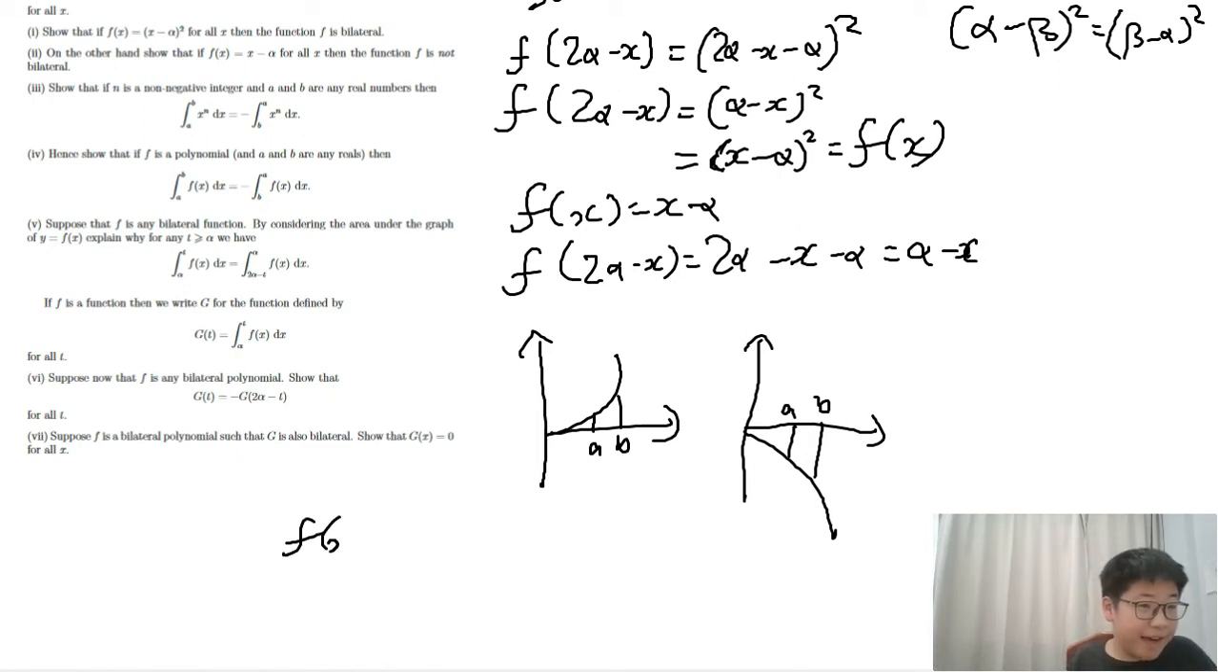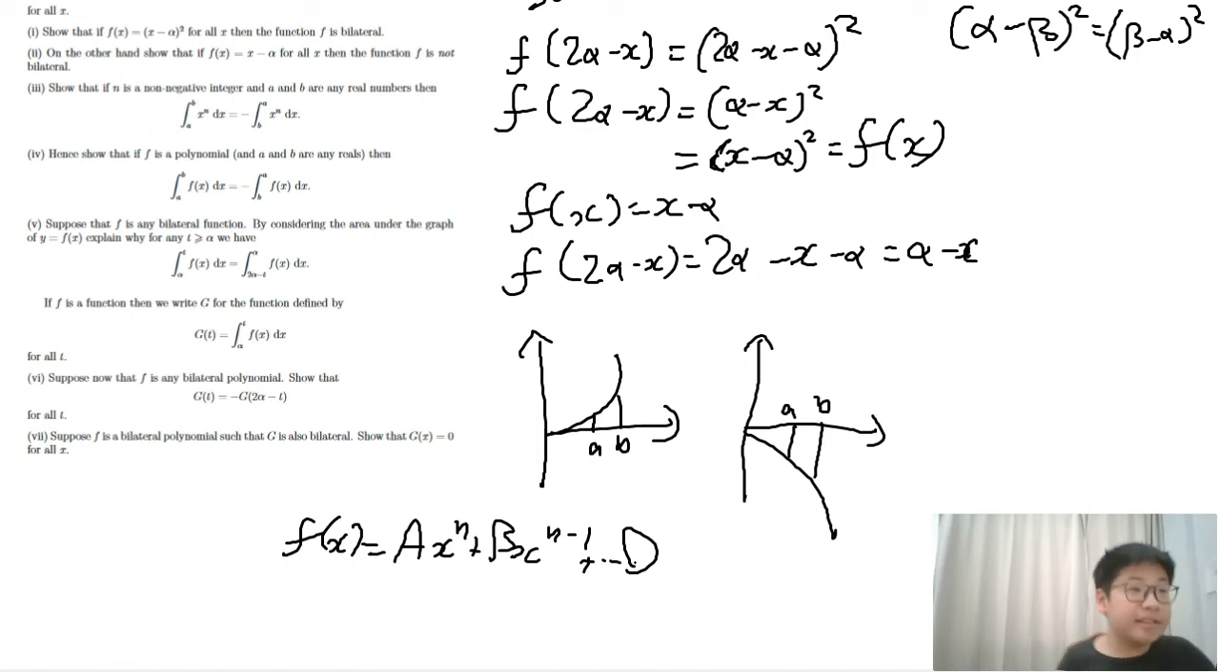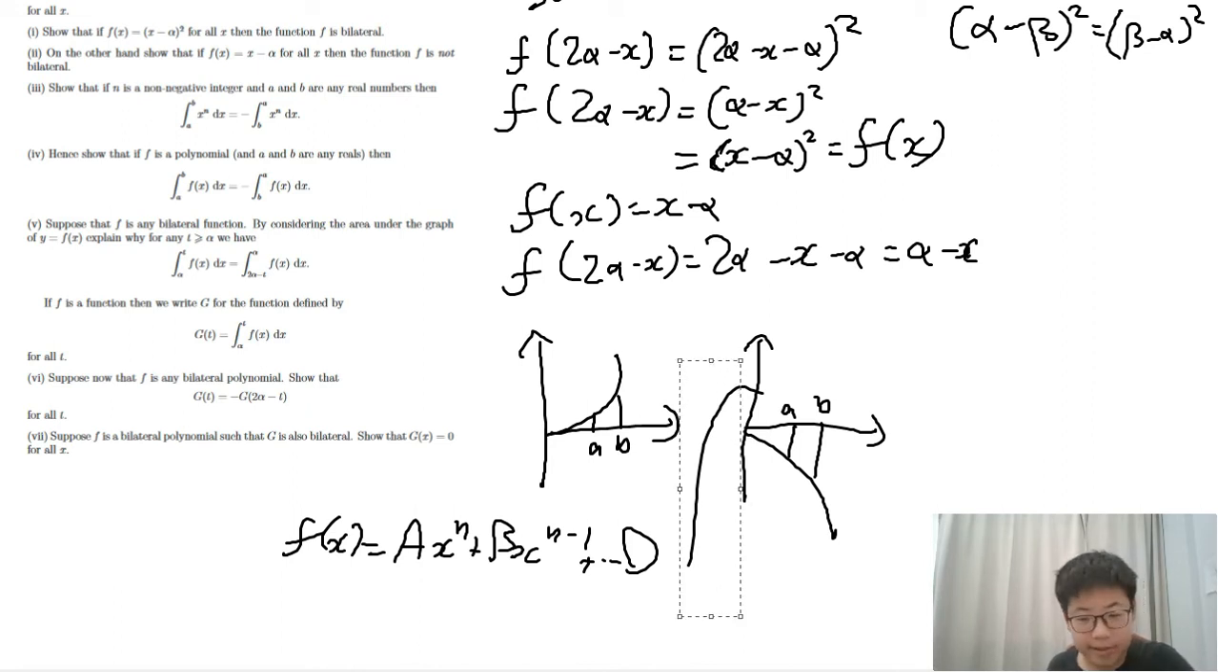Since f of x equals a x to the n plus b x to the n minus 1 plus d, I guess, then the integral of f of x dx is minus the integral of f of x dx. I'm so sorry, my brush wasn't working here.